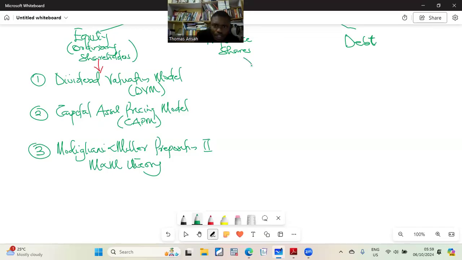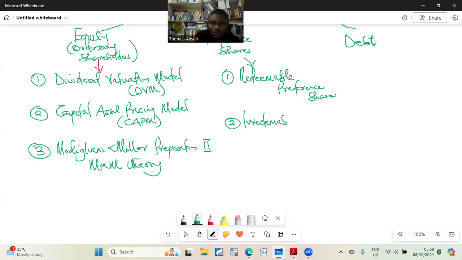Now, when we are looking at the preference share, like I said, we will learn how to calculate 1, the redeemable preference shares. Then 2, we will learn how to calculate the cost of capital of raising funds from the irredeemable preference shares.